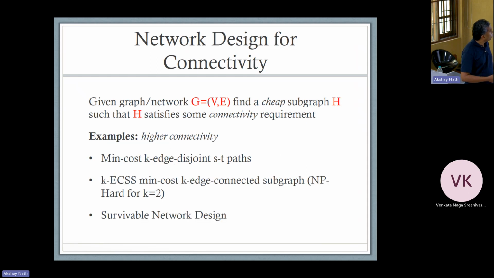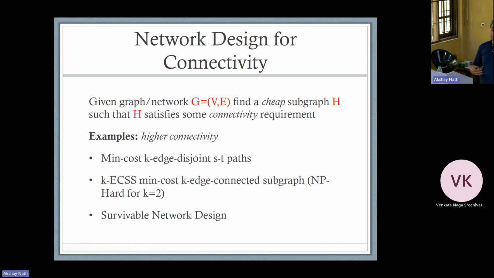There are many interesting problems where we want to find a cheap sub-network of a given network that satisfies some higher connectivity. One of the simplest is: if I give you s and t and say I want to find the cheapest k edge-disjoint paths, how would we solve it? What is the algorithm? You can solve it using min cost flow. Min cost flow is what you use to solve it exactly.